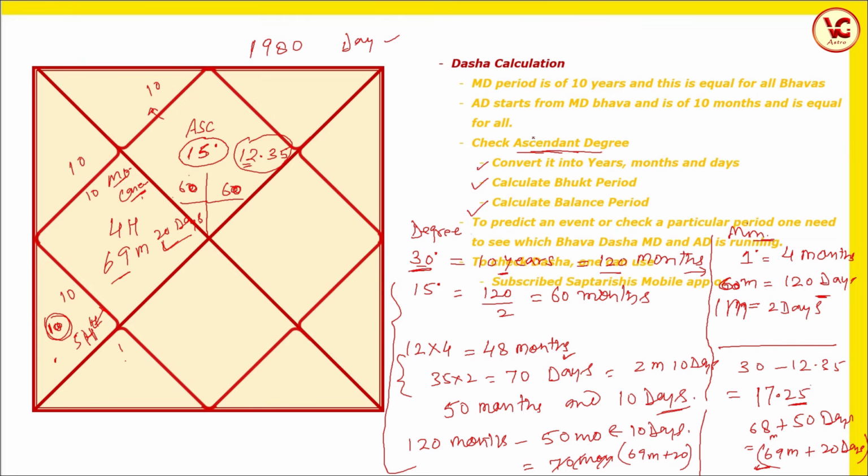Okay, last point, if you cannot calculate this, there are two softwares available. You can subscribe to the Saptarishis mobile app, where you can find this Chakra Dasha calculation period, and there is a free Jagannath Hora online software you can also check, but I am not sure whether this is correct or not. So just first check at your end, and if it is matching then go ahead.